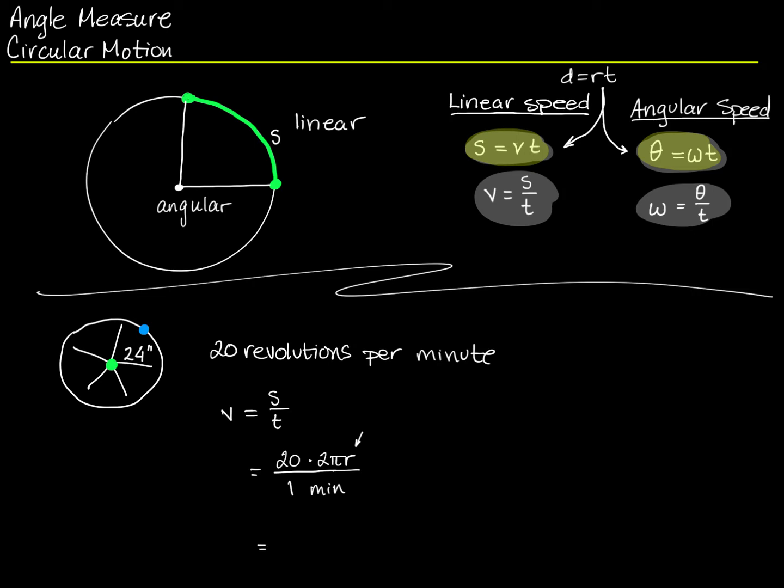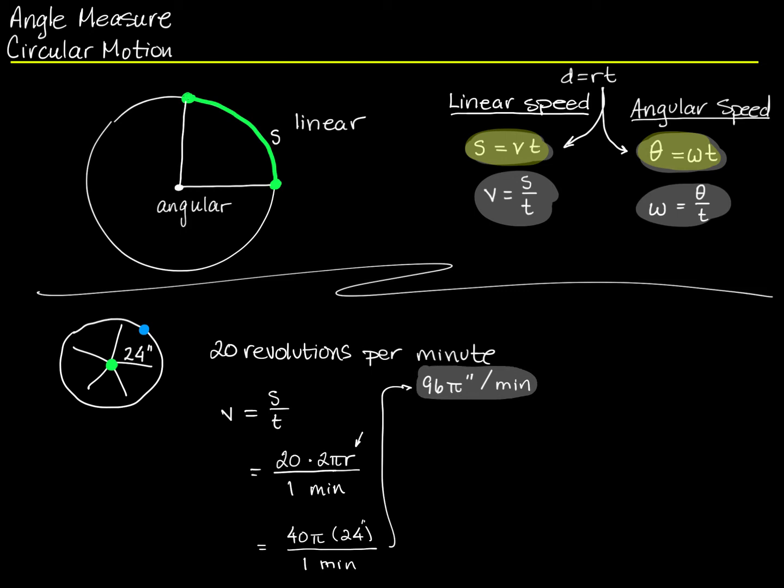I get 20 times 2 pi is 40 pi, times r, which I was told is 24 inches, per 1 minute. 40 times 24 is 80, plus 16 is 96 pi inches per minute. And what I'm looking at here is inches per minute. I want to use a white highlighter here. This is a rate, inches per minute.